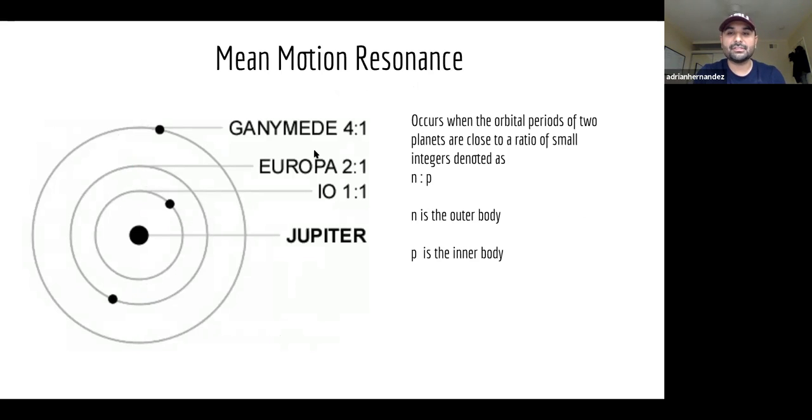Mean motion resonance is when the orbital periods of two planets are a close ratio of integers, and it's usually denoted N and P, and in our studies, N is the inner body and P is the outer body. If you can imagine one of these is a planet and one of these is a planetesimal, then there are mutual gravitational influences between the two. When you have a larger body such as a planet and a smaller body like a planetesimal, the planetesimal's orbit can be affected as all those mutual gravitational influences add up over time.